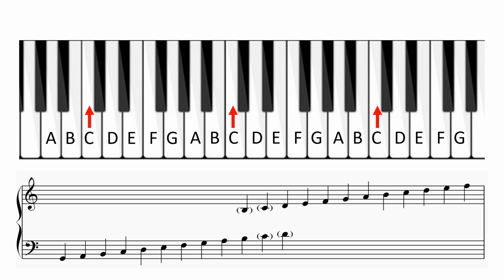C we will always find to the left of the 2 black notes. So if you go to any piano in the world, find the 2 black notes, the key immediately to the left will always be a C. And these particular C's on the picture there relate to these ones on the stave, which will become a bit clearer later in the video.